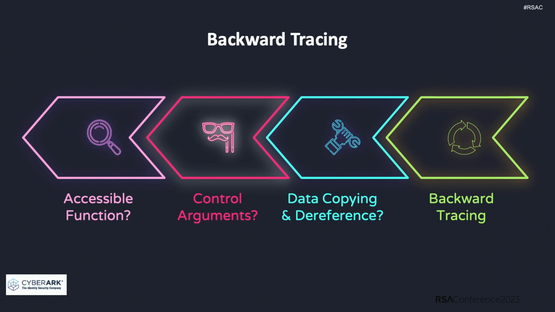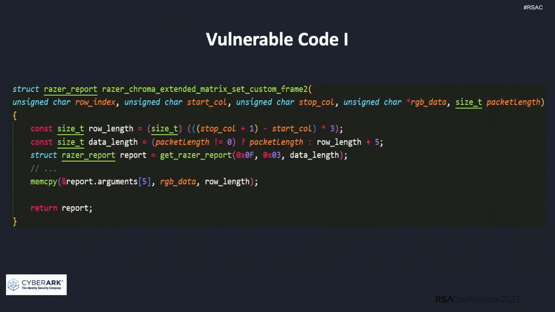So in this case, we start from the data copy operation or from the pointer dereference. We see all the arguments that can lead into that and have an effect on it. And eventually, we can see if the function is accessible or not. Those types of things are also very easily done by using static analysis tools or also GPT models for that matter. And let's go for a specific bug that we found in a method called Razer Chroma extended matrix set custom frame 2. This method is responsible for changing the colors of your keyboard, of course, between purple, blue, or whatever. And we have full control over all the parameters the function receives.